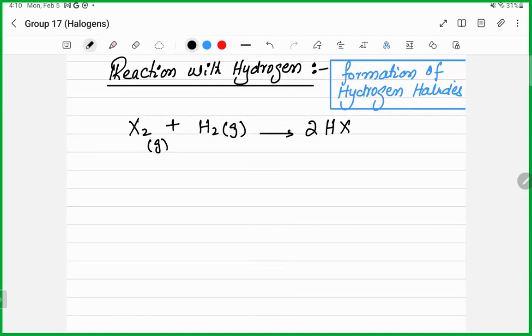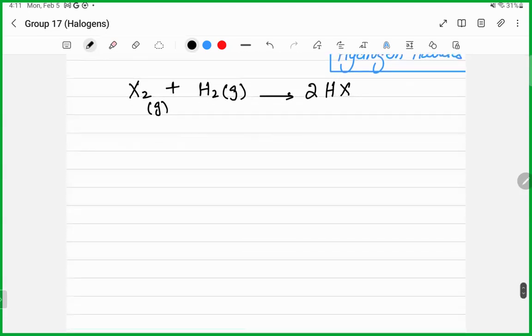So fluorine reacts with hydrogen even in a cool dark condition. Chlorine requires sunlight. ब्रोमीन और आयोडीन के लिए आपको हीट करना पड़ता है. ठीक है? तो जैसे जैसे हैलोजन की रिएक्टिविटी डाउन द ग्रुप डिक्रीज होती है, they all react with hydrogen, but the conditions are going to be different.